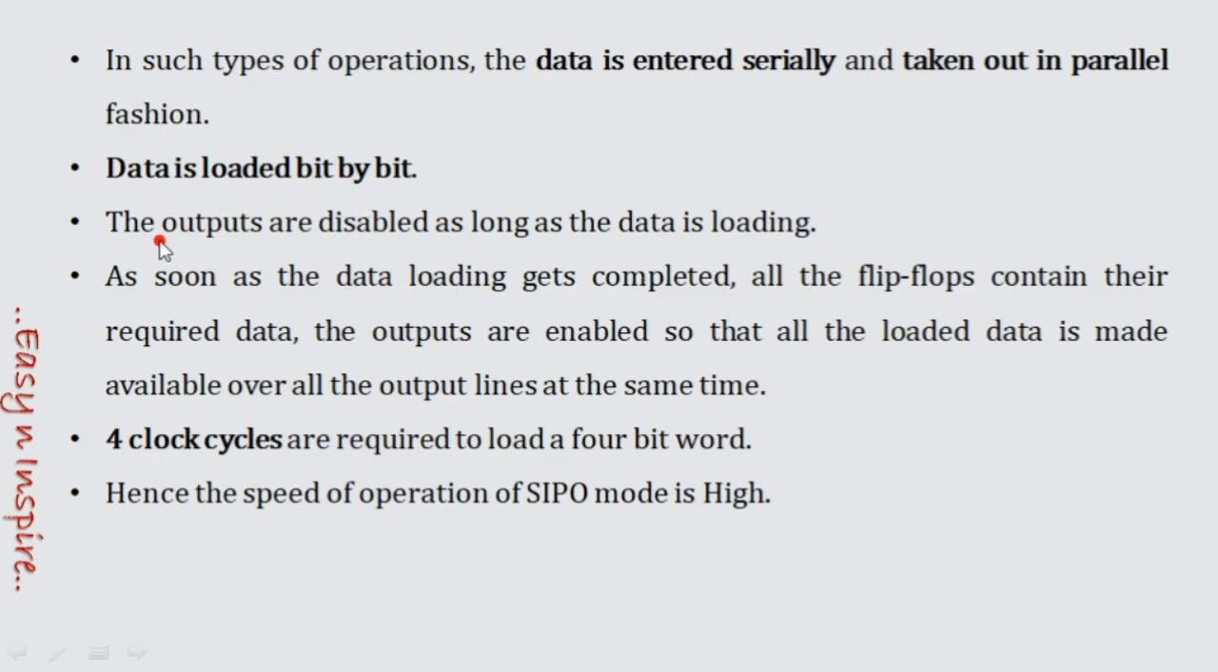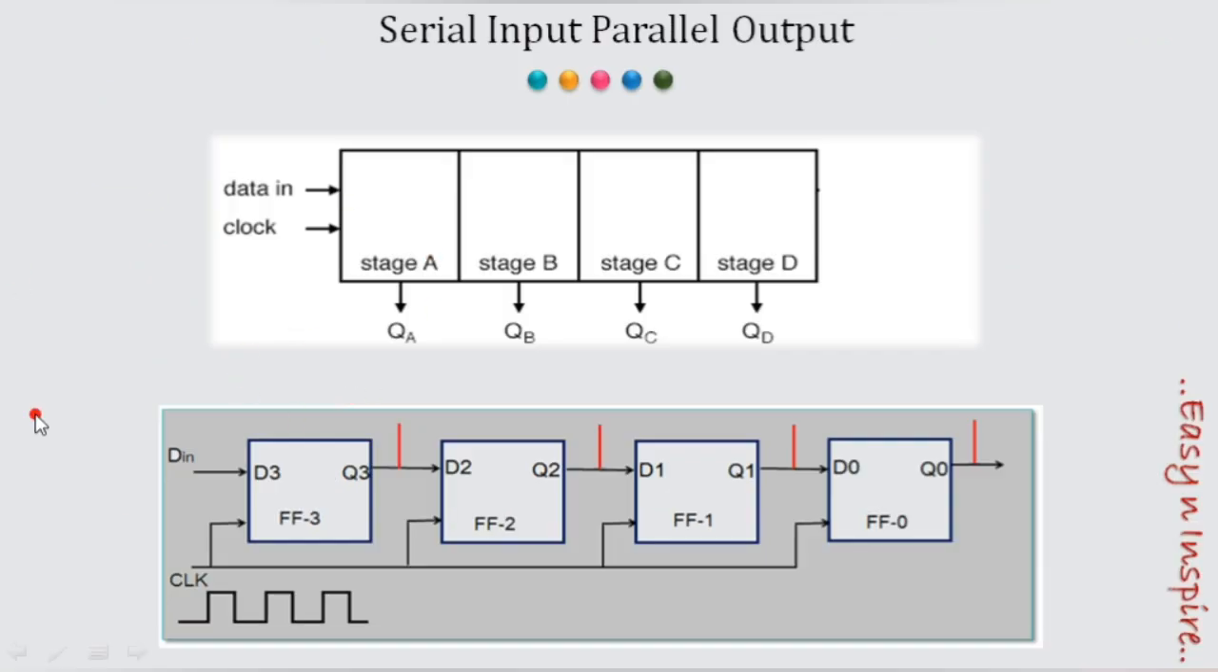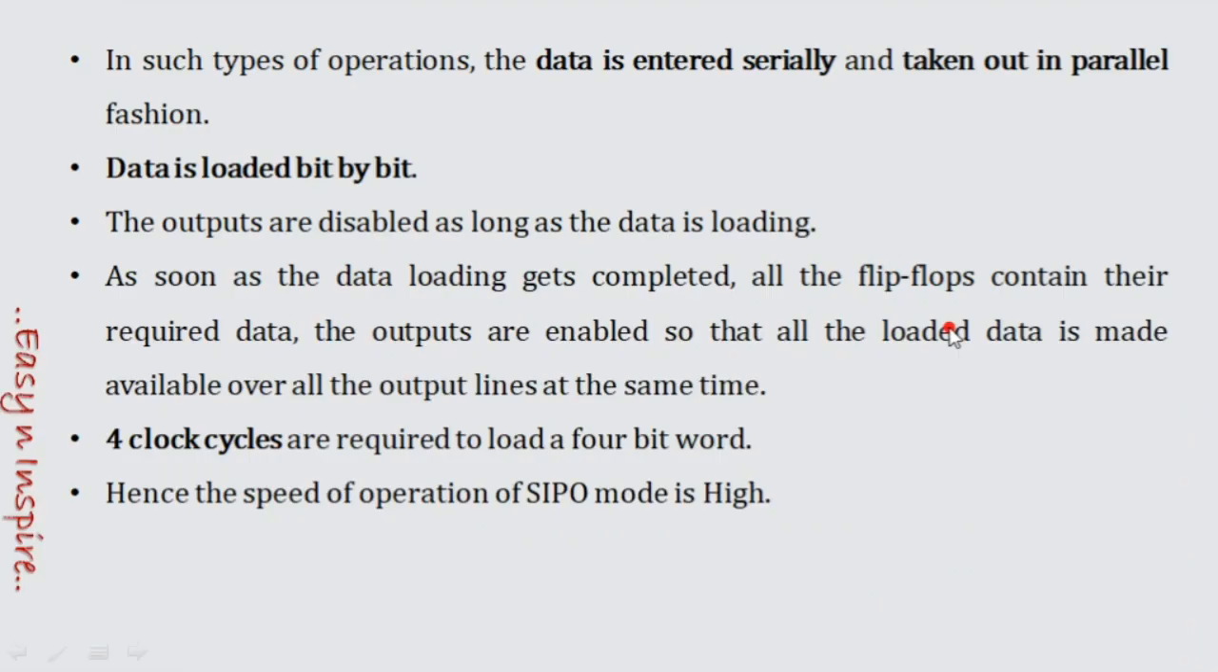Next point. All the outputs are disabled initially as long as the data is loading. After that, the data and clock pulses both are very important. Whenever data is applied and clock pulse is applied, then only it starts operating. So please take care of these 2 points. The number of clock pulses required and the speed of operation, I'll explain these 2 points at the end of the slides.